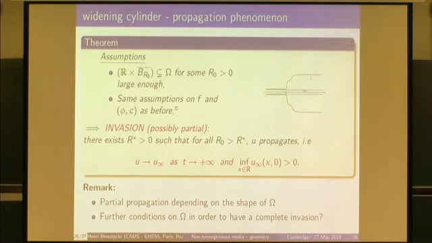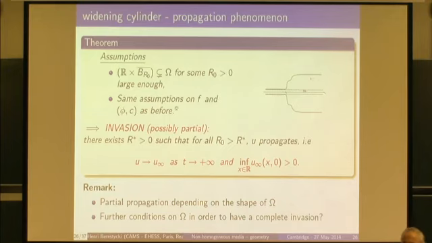So the result is this: if you have a large enough straight cylinder, with a cross section a ball of radius R0 in R^(n-1), so a cylinder with diameter 2 R0 of the cross section, included in all of omega, then there exists a critical R star, such that if R0 is larger than R star, there will always be propagation, perhaps partial, but it will never be blocked.